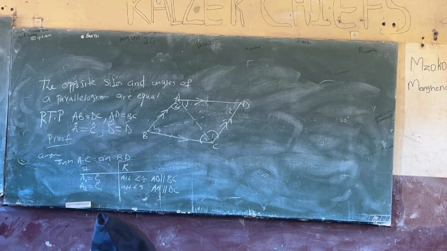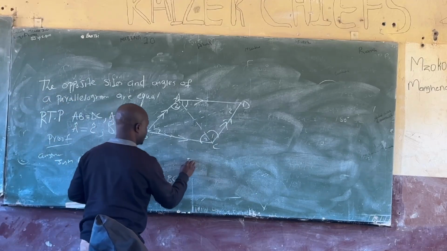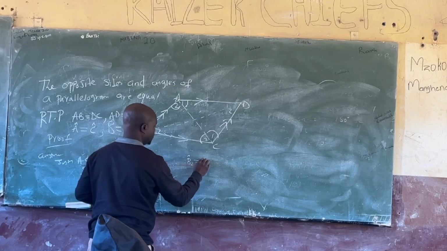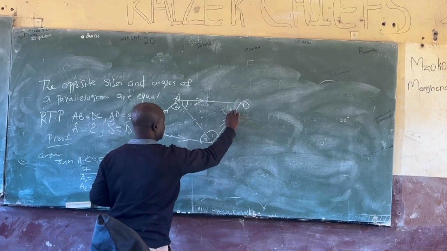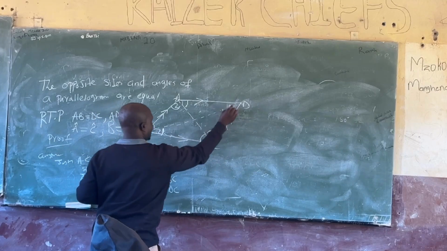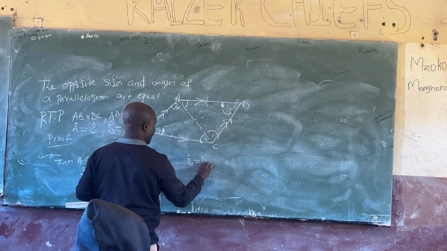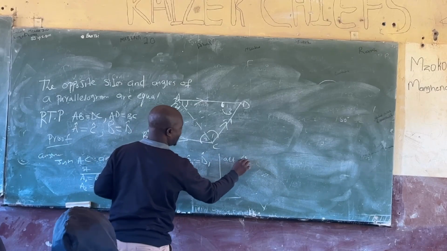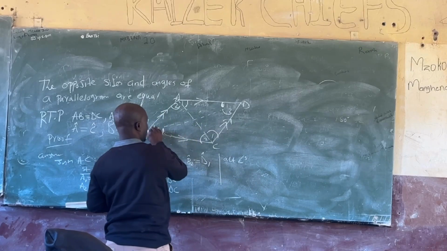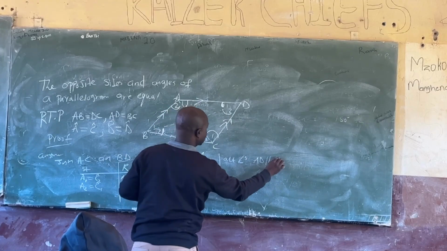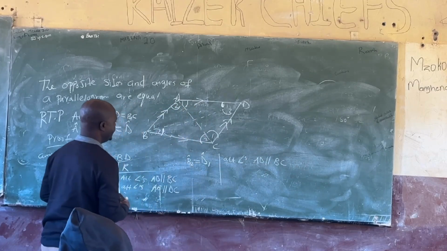Another one. Angle B2 is equal to angle D1, and the reason is alternate angles. If we are focusing on this line, look at it: AD is parallel to what? BC.